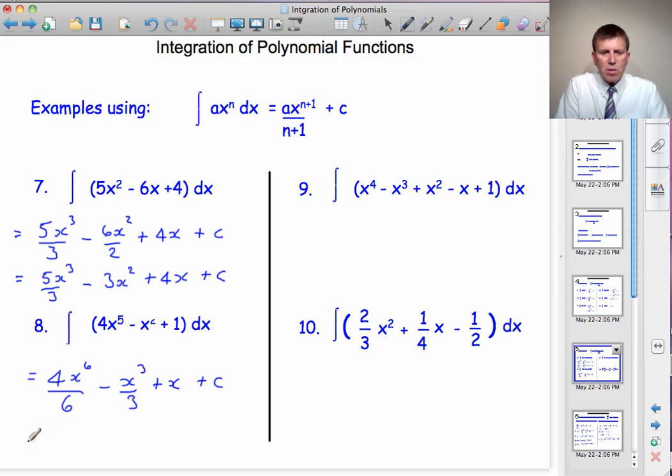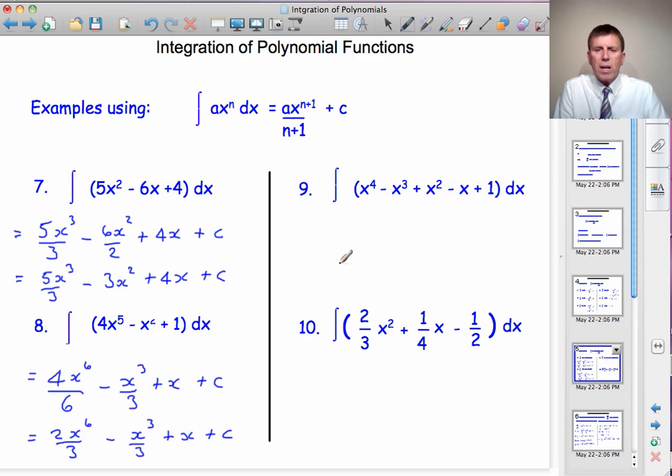Simplifying this first term, 4 sixths cancels to 2 thirds, so we get 2x to the power 6 over 3 minus x cubed over 3 plus x plus c.